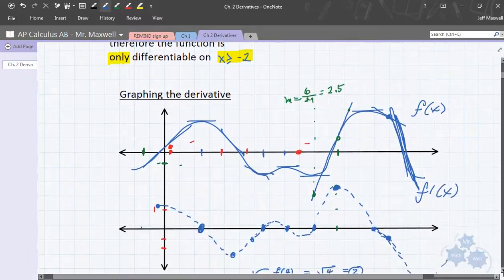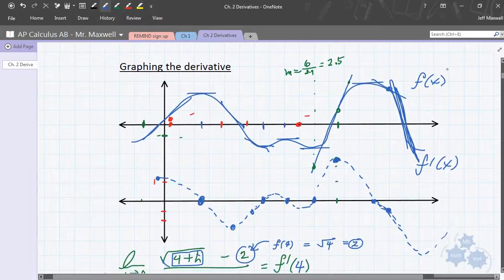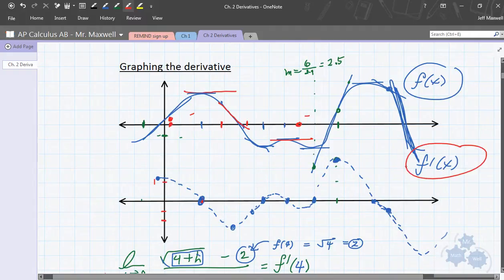We then moved to graphing a derivative. If this is your original function f of x, we took a look at derivatives at different points on the graph, and we simply graphed them on another graph straight below. So the derivative here, or the slope of the tangent, is 0. Therefore, this point on the derivative graph is 0. This point right here, derivative 0, so we place a 0 there. This would be about negative 1, so that's why we went down to about negative 1 or negative 2. And that's how you put together the graph of the derivative.